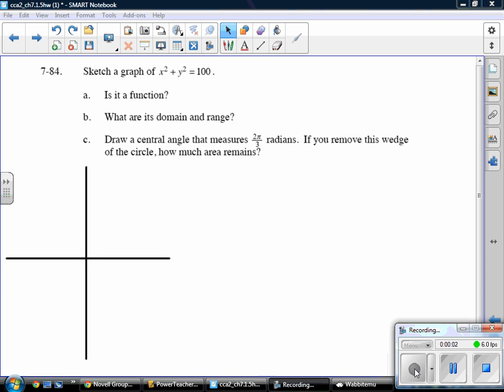This is problem 7-84 from section 7.1.5. Sketch a graph of x squared plus y squared equals 100. So let's first stop here, and that's what we're going to do first, sketch a graph, and this is going to be the graph of a circle.